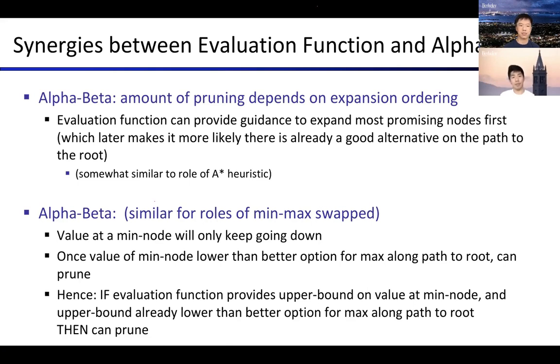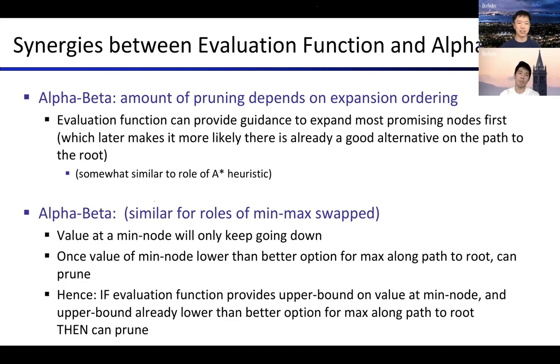And last, we're going to talk about the synergy between evaluation function and alpha-beta, basically two techniques that we use to overcome the resource limit. In alpha-beta pruning, the amount of pruning depends on the expansion ordering. A good evaluation function can provide some kind of direction in terms of expanding the most promising node first, which makes it more likely that a good alternative is already somewhere along the path, and we are able to do more pruning.